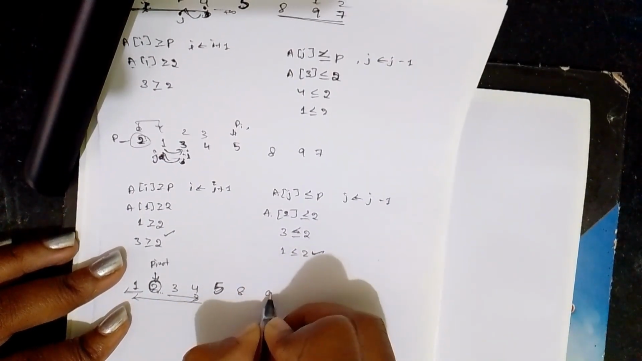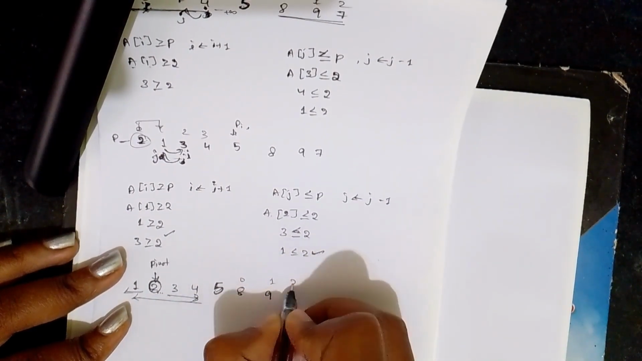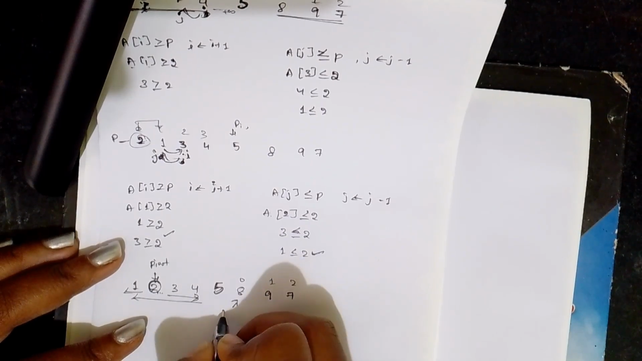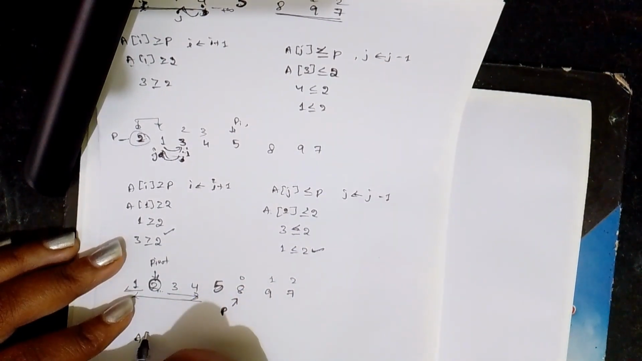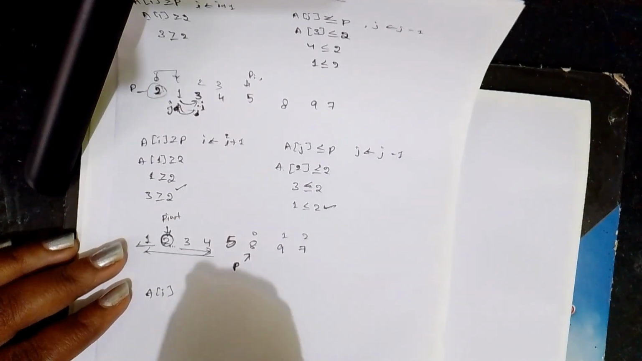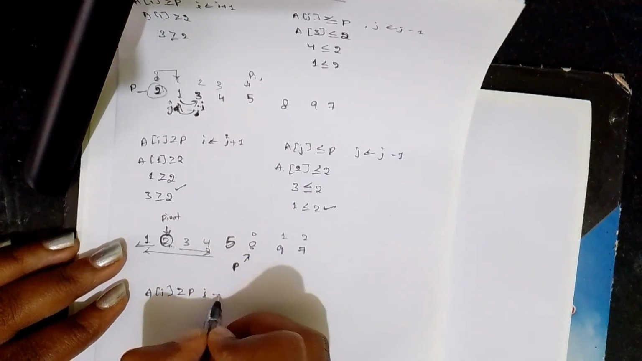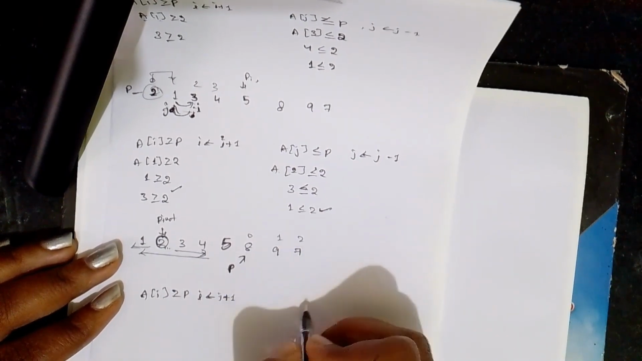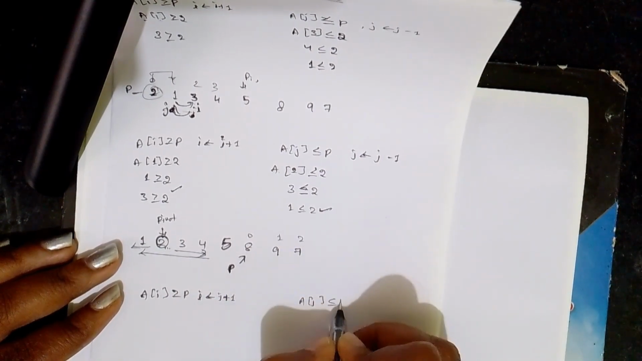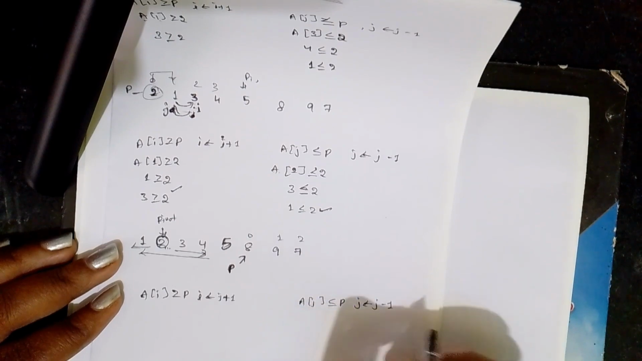Here we have 8, 9, 7, 0, 1, 2. Now I am going to consider this element as the pivot element. Applying the same funda here also. A of I greater than pivot, I plus 1. A of J less than pivot, J plus 1.